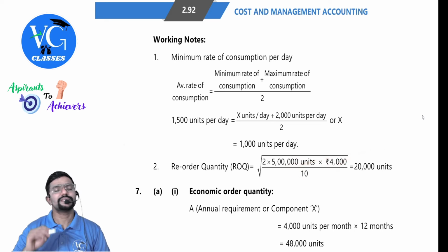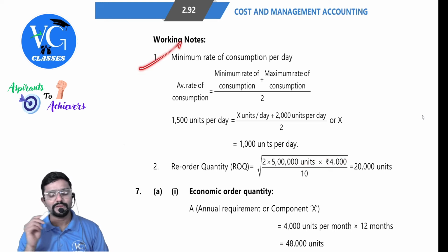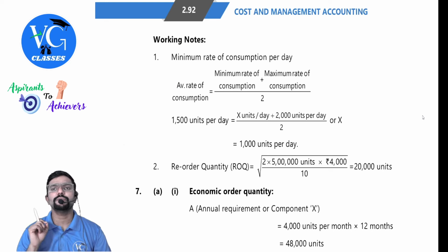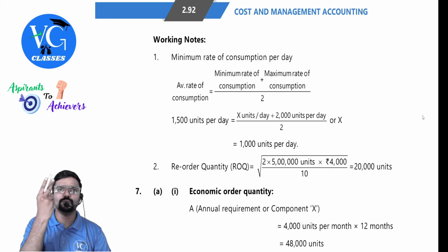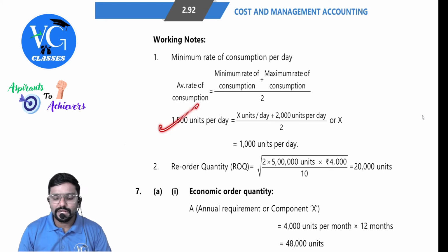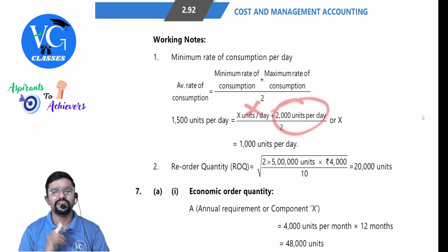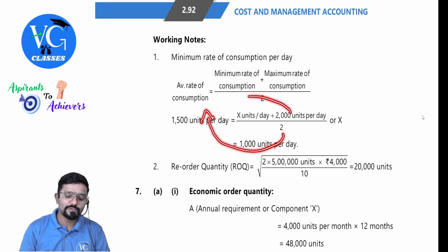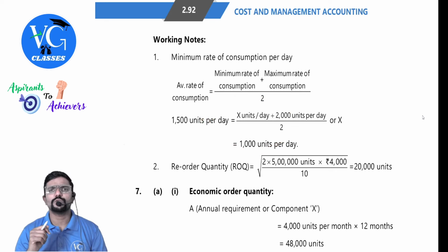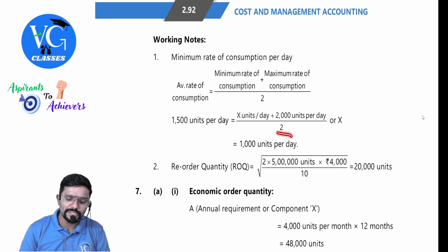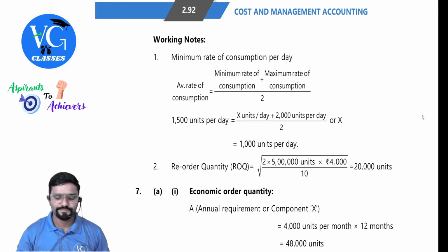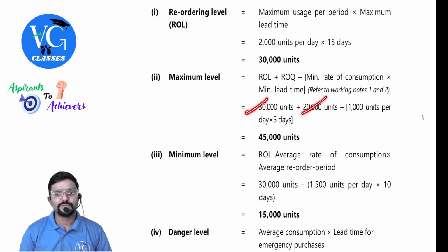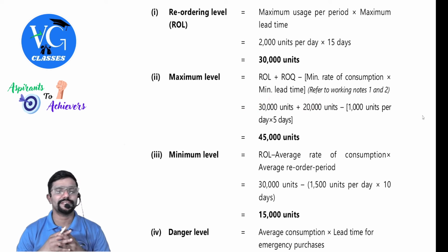How much is the amount? 20,000 units. Then minimum consumption also I have calculated here. Write the average formula: average consumption is equal to minimum consumption plus maximum consumption whole divided by 2. Sir, I have average and I have maximum, but I don't have minimum. Can we calculate it? Yes. 1,500 into 2 minus 2,000. Got it? Yes, sir. How much? 1,000 units per day. Working. Okay. Maximum stock level is 30,000 plus 20,000 minus 1,000 into 5 days.